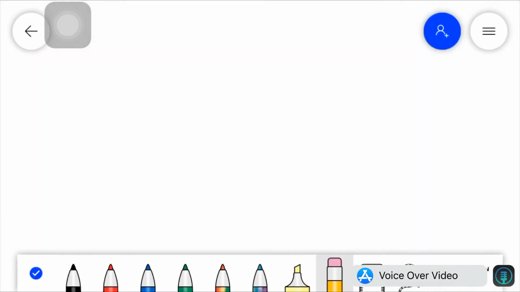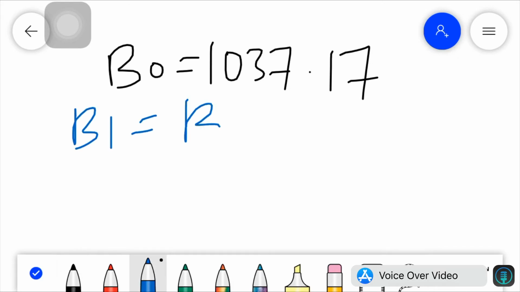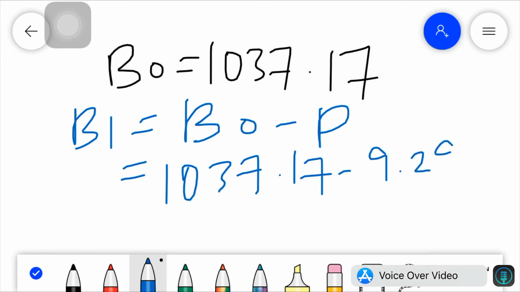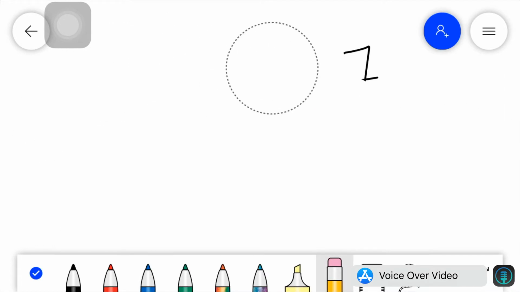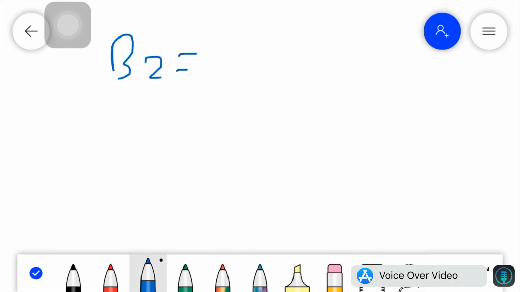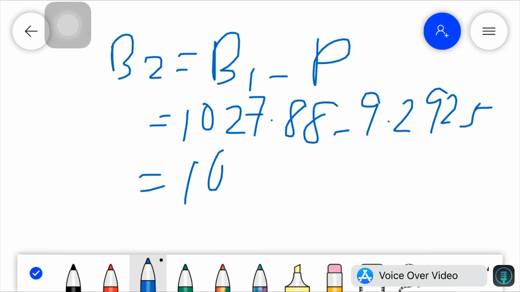The first thing we know is B naught, 1037.17. Next, we calculate B1, which is B naught minus P that we calculated before. So take the value of B naught minus the value of P, and we get B1 equals 1027.88. Next, we calculate B2. B2 is B1 minus P, and P is the same value. So take the value of B1, 1027.88, minus 9.2925, and we get B2, which is 1018.59.